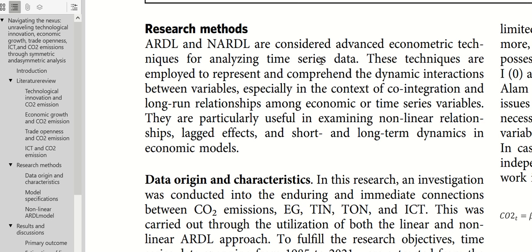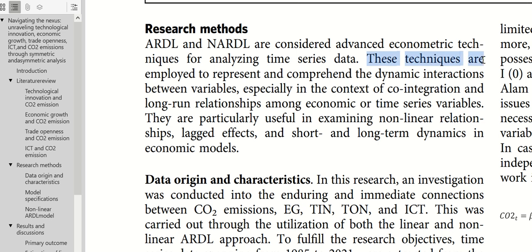The second one is that the data is time series data. The author is studying the relationship between variables over time. You do not need to know the formula yet, just recognize the method. ARDL, NARDL. In step 2, understand why this method is used.